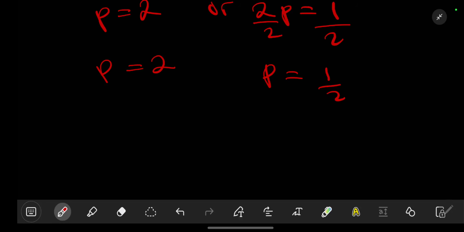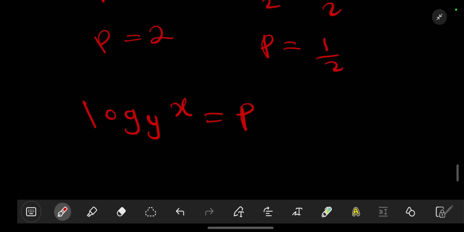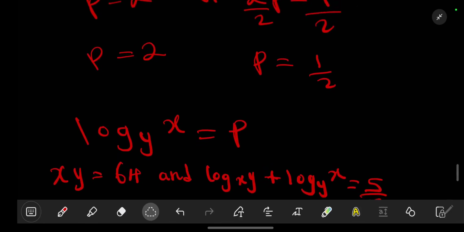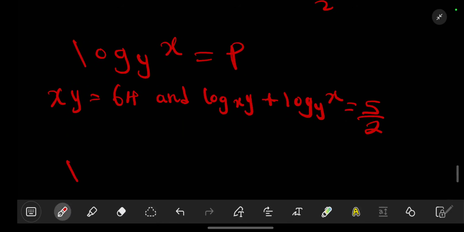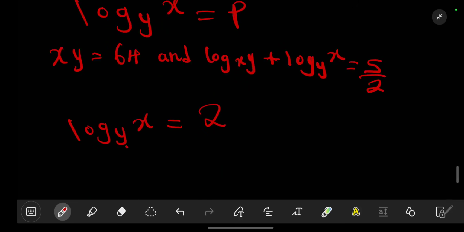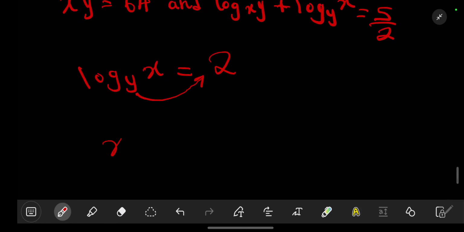So with this, we haven't found our answer completely. Remember, this p was derived from where we were saying the log of x base y should be equal to p. So therefore, p is equal to 2. That means we are going to have the log of x base y should be equal to 2, where there is p. So this will go to the other side, and we are going to have x is equal to y to the power of 2. Remember, our xy is equal to 64.